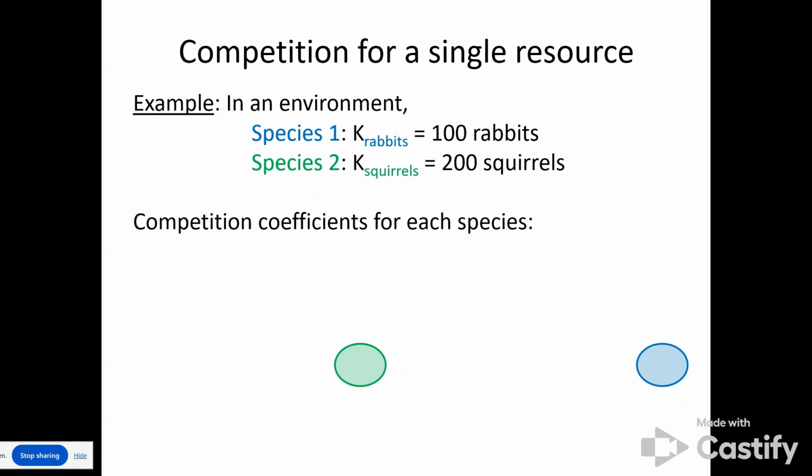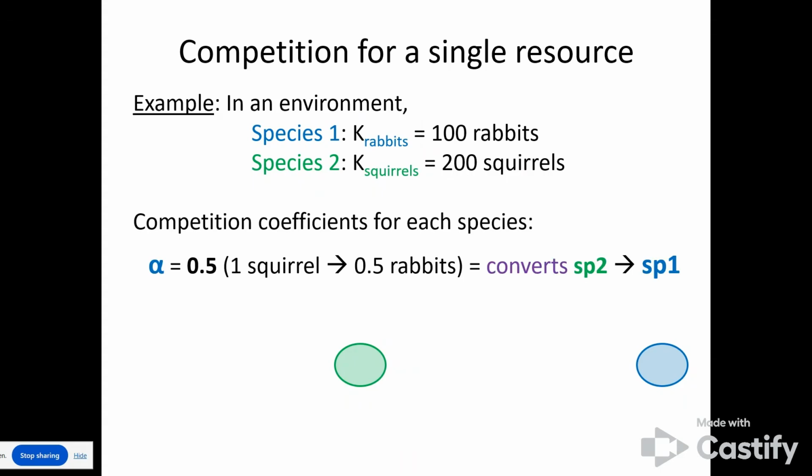So from this information, these two carrying capacities, we can calculate the competition coefficients, alpha and beta. We can calculate alpha as the number of rabbits that each squirrel is worth. Alpha is our coefficient for species 1. Species 1 is rabbits, so alpha is in the units of species 1 over species 2. We're converting species 2 to species 1.